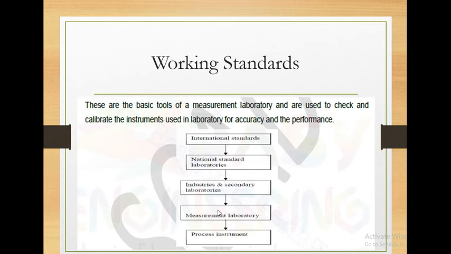So this is the flow. It is showing the hierarchy of standards. International standards are at the top, so based upon that, the national standards will be there at each country's national laboratories. After that, from the national standards, industries and secondary laboratories maintain their standards, and after that measurement labs come, and the actual process instruments come where the working standards are used. These are some basic classifications of standards, which are listed over here.